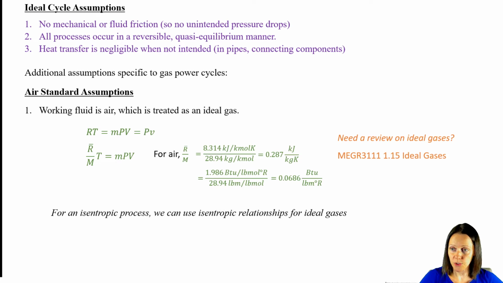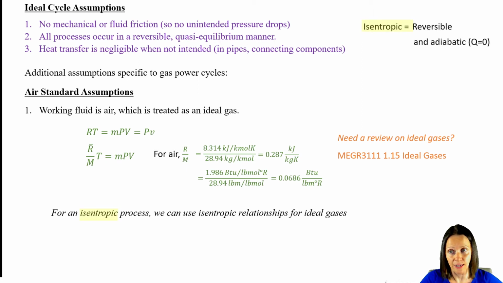What this also means is that for an isentropic process, you have isentropic relationships for ideal gases that you can use. Isentropic means that it's reversible and adiabatic. And the ideal cycle assumptions say that all processes are reversible and that you have no heat transfer where you don't want it to occur. It doesn't mean there's no heat transfer whatsoever in that cycle, but during the processes where you don't intend heat transfer to occur, there isn't any.